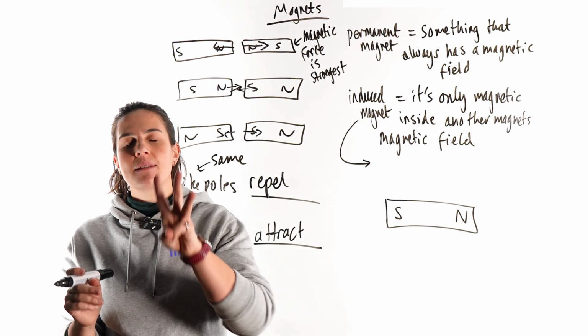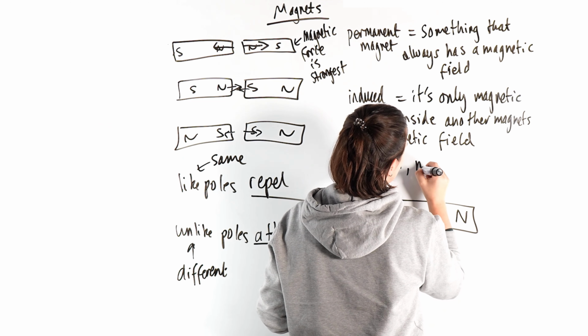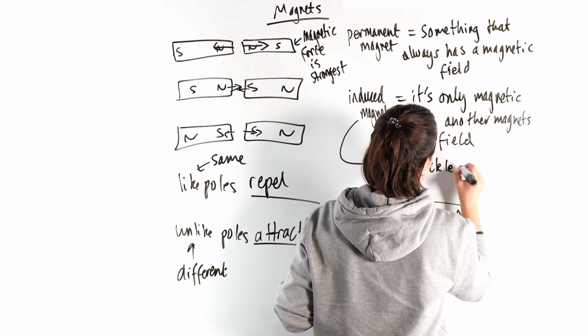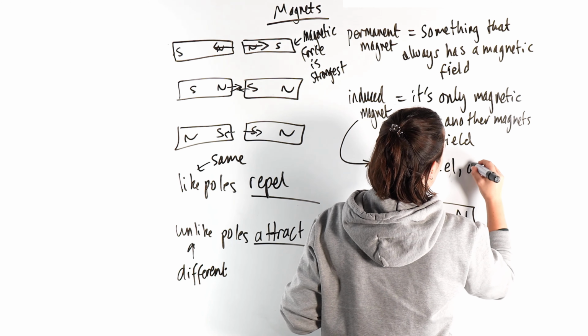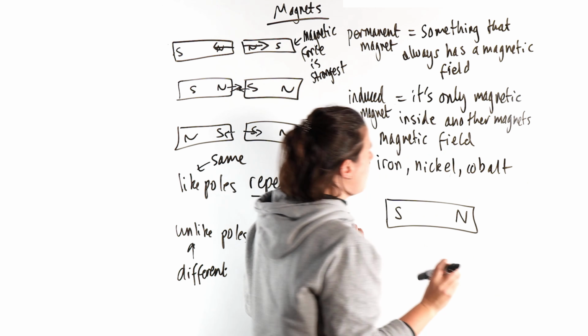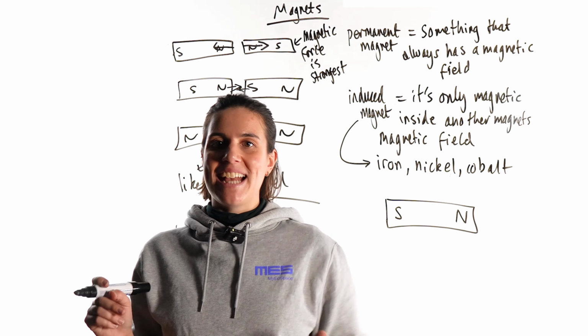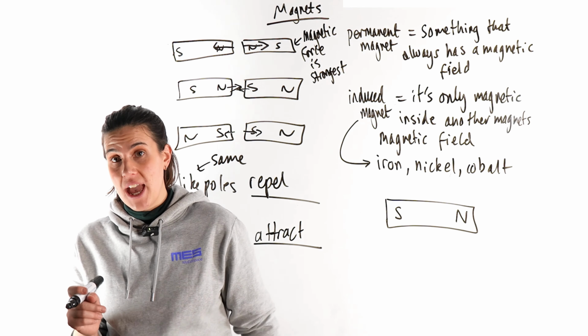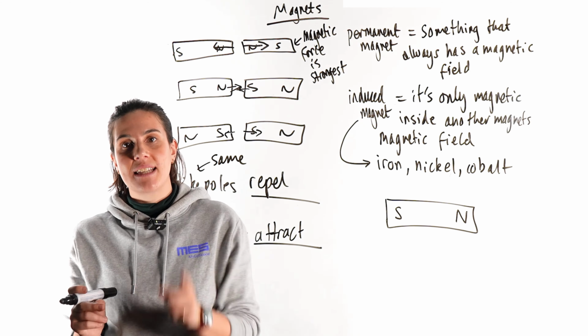There are three magnetic materials that you need to know, which are iron, nickel, let's try and spell nickel correctly, shall we? There we go, and cobalt. A really common misconception is that copper and aluminium are magnetic. They are not, okay? They conduct electricity, but they are not magnetic materials.